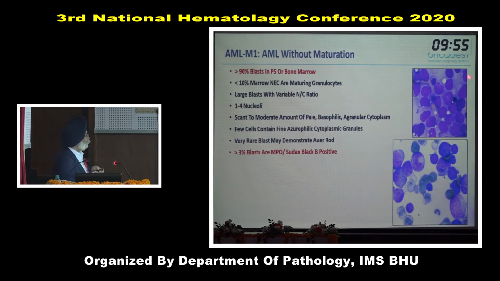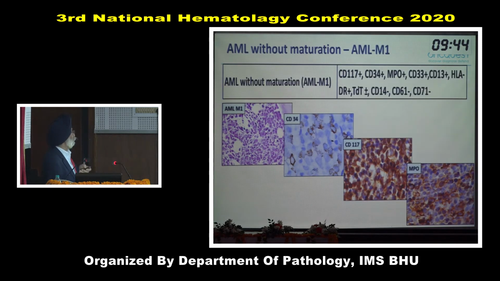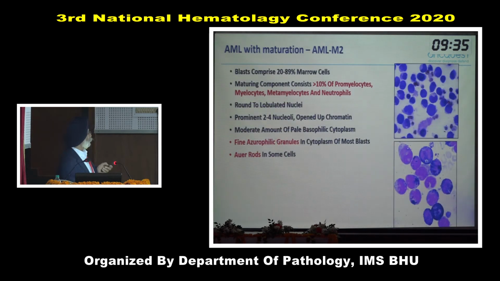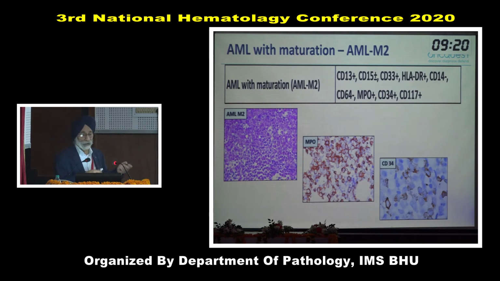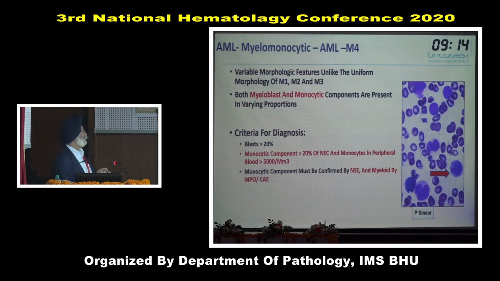Without maturation, M1, again the majority of the cells are blast cells. You do myeloperoxidase, and you find an occasional cell is positive; more than 3% blasts should be MPO Sudan black positive. And this is what you find, CD34, CD117, MPO, confirming the diagnosis. M2, here there is maturation. You find myelocytes, promyelocytes, few neutrophils, MPO is positive, even the Auer rod is positive. You find azurophilic granules or rods, and then of course you do the markers, and you find CD34 positive in few cells, MPO positive, CD117 positive.